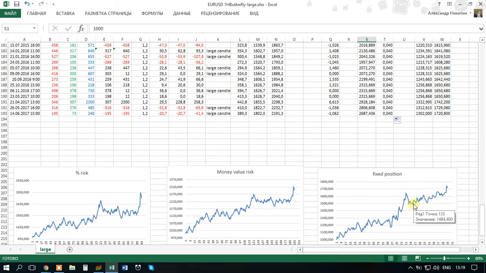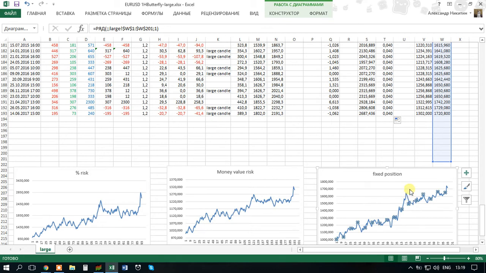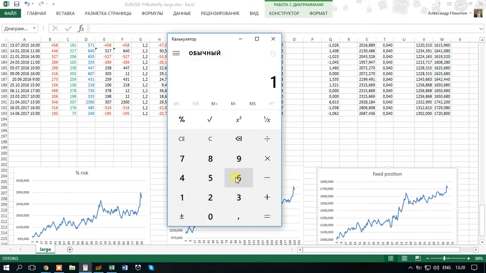14.19 minus 14.84. So this means 65. What is this? Why is that negative? 16.19, 14.84. So the largest drawdown is $135 if you trade 4 micro lots.